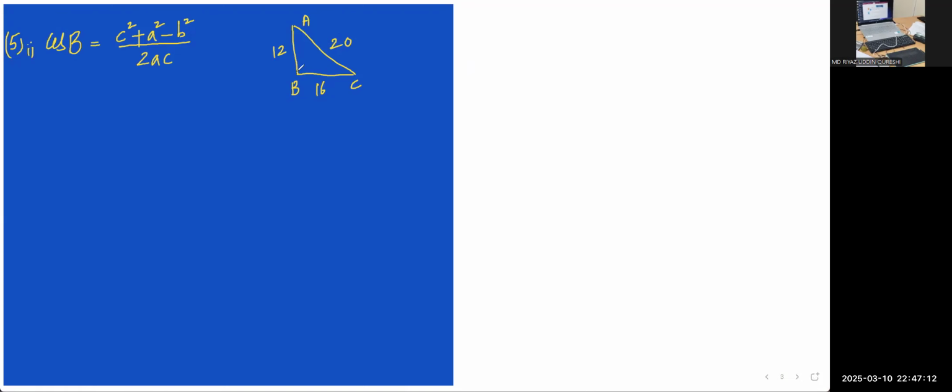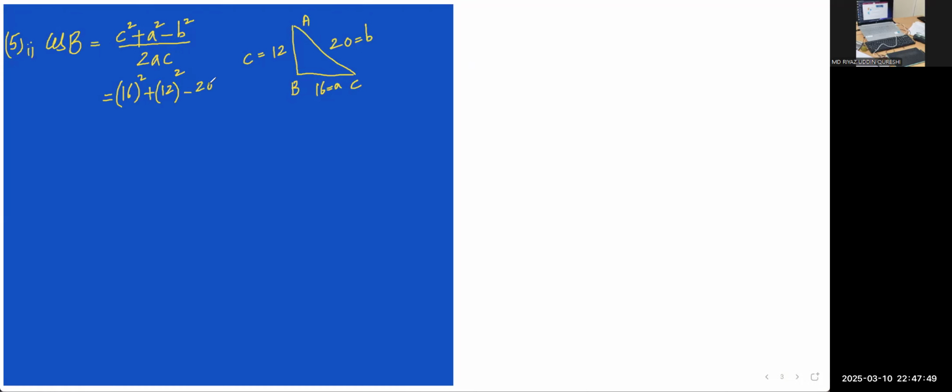According to the formula, this is the value of C. B to C distance is A, and this is B. Now, if you plug in the formula, what it says, C square. C square means, what is the answer? 12 squared plus 16 squared. For adding, if you change the order, nothing will happen. Minus B square, which is 20 squared.